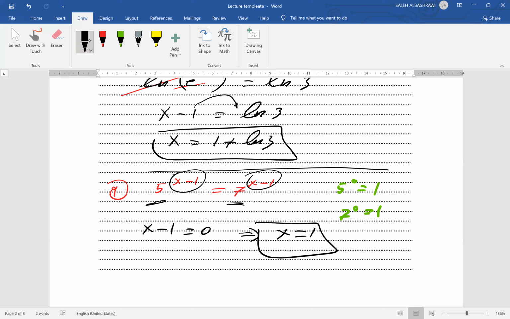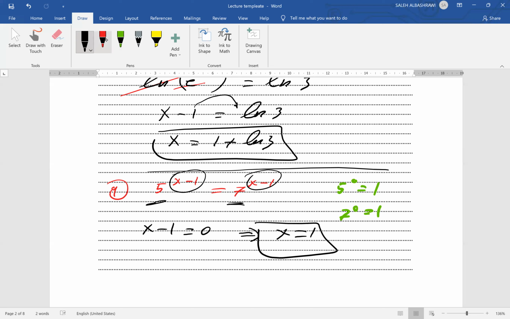So different bases, but the same powers, then the power will be equated to 0. And we will solve for that variable, x minus 1 equal to 0, and we will find that x equal to 0. Sorry, x equal to 1. I have x minus 1 equal to 0, then I will get x equal to 1. So this is the idea of the exponential function.